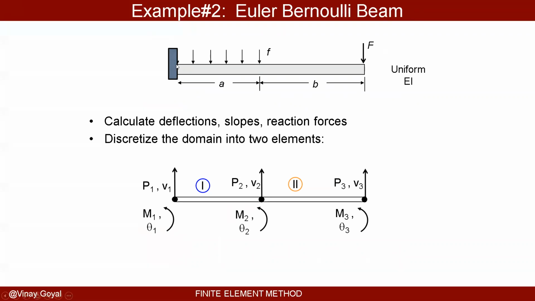Since the distributed force ended here, I also have a force applied here. And these lengths are different, A and B. I think this is a good example. So divide this domain into 2 elements. Again, same idea. V1 and theta 1 are unknown in these nodes. Well, we know them, it is clamped. V2 and theta 2 here at this node, and then V3 and theta 3 at this node. Transverse deflection and slope.